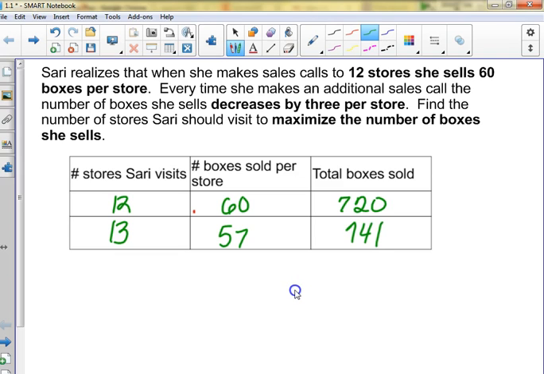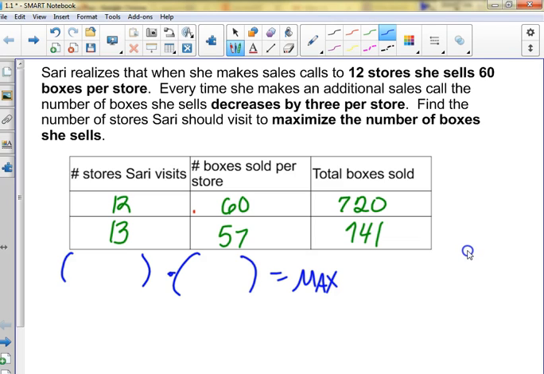All right, so it's still going up. At some point, if she goes to too many stores and this continues to go down, she'll be in trouble, right? So what we want to do is write an algebraic expression for this and an algebraic expression for this, and then we want to maximize that.